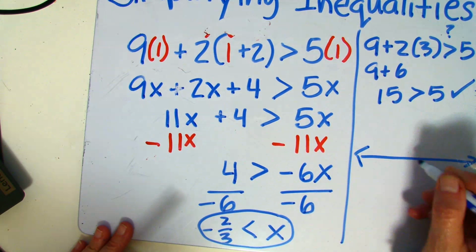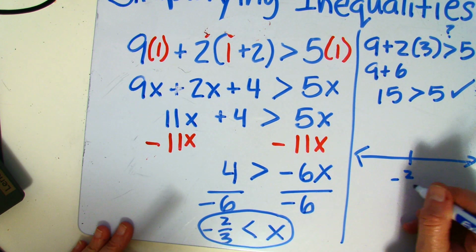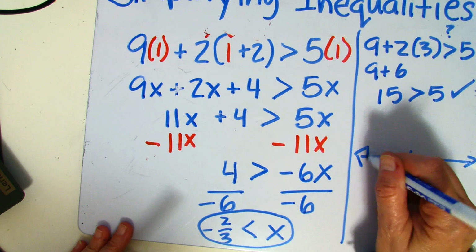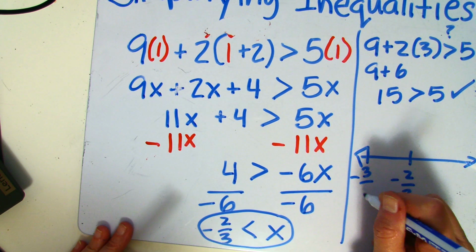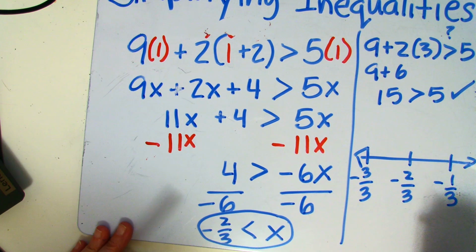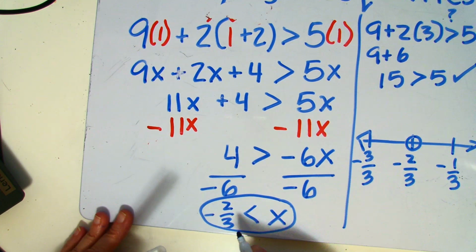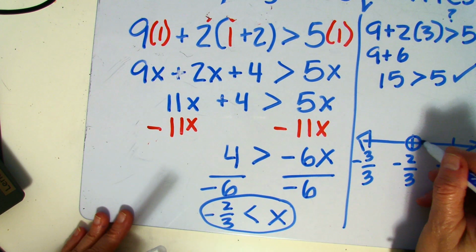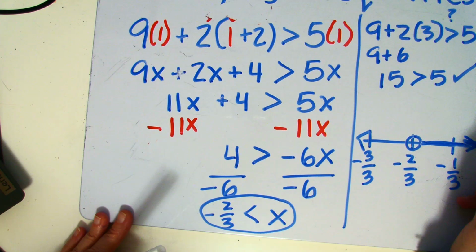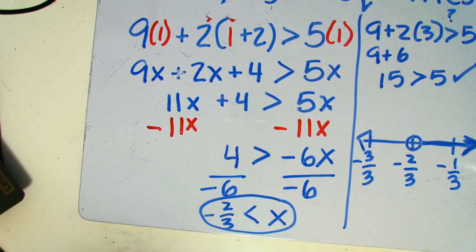And this is the first time we're working with fractions. We've got a negative 2/3. I'm just going to say a negative 3/3 and a negative 1/3. And we're going to have an open circle. X is greater than negative 2/3, so we're going to darken our line that goes to the right. Okay, that was a tricky one. It took a bit of time, but it was definitely worth looking at.